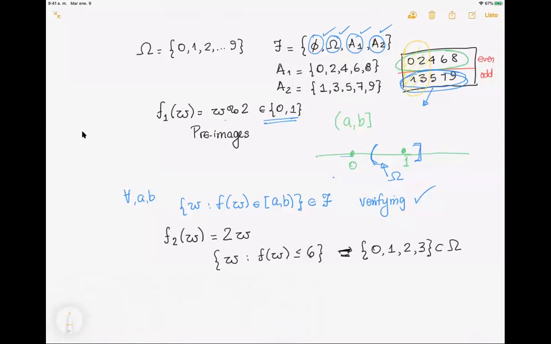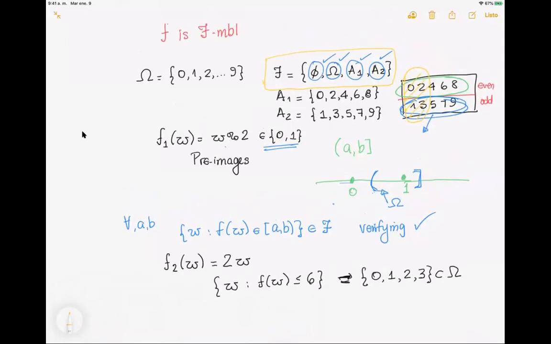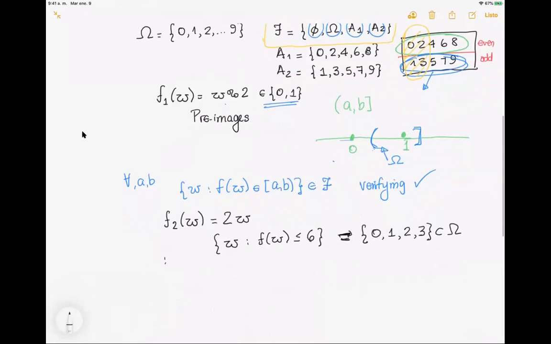And this subset is not contained in our sigma algebra, because our sigma algebra doesn't contain the intersections between the A1 and A2 partitions. So for this particular case, we conclude that this function is not measurable with respect to the sigma algebra that we have.